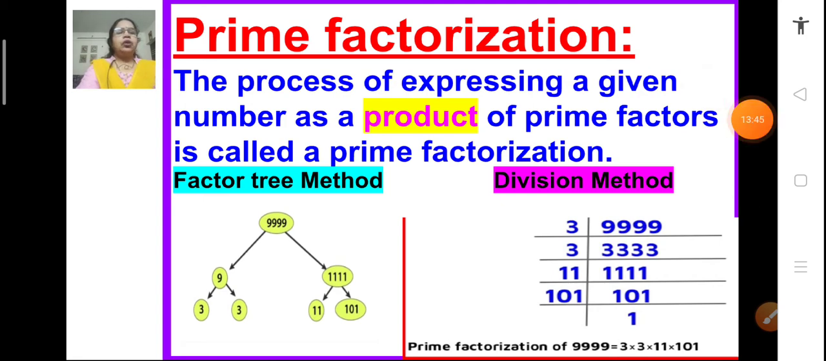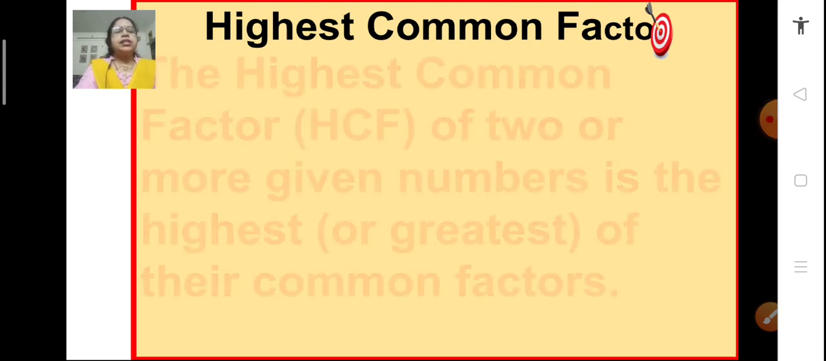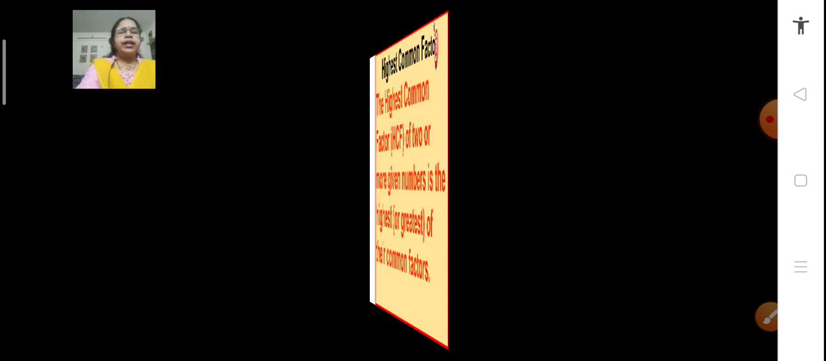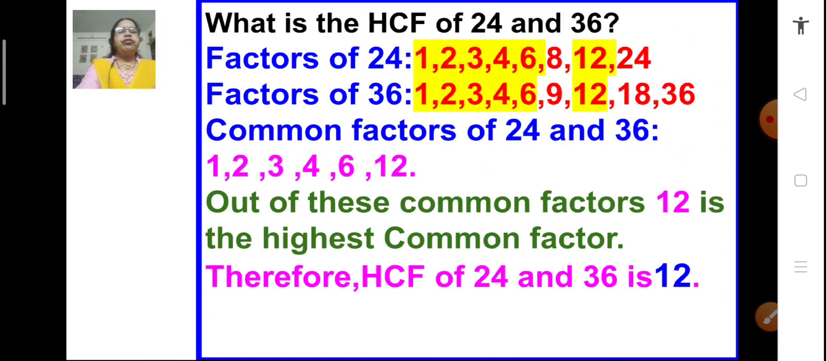Now, let us see what is HCF and LCM. HCF is highest common factor. So, what is highest common factor? The highest common factor or HCF of two or more given numbers is the highest of their common factors. So, let us see this. What is the HCF of 24 and 36?